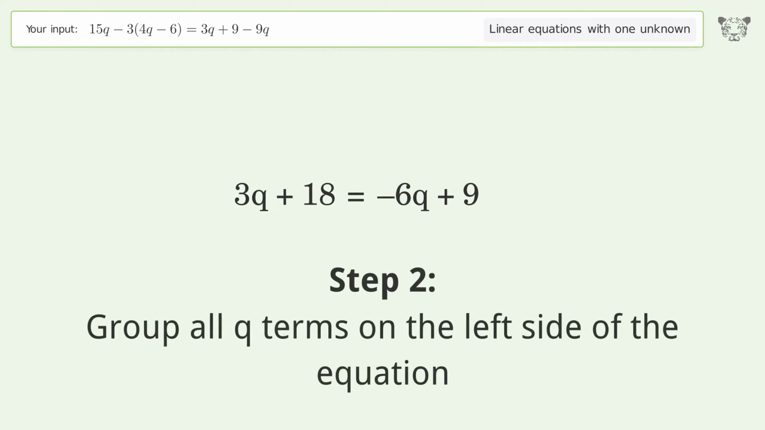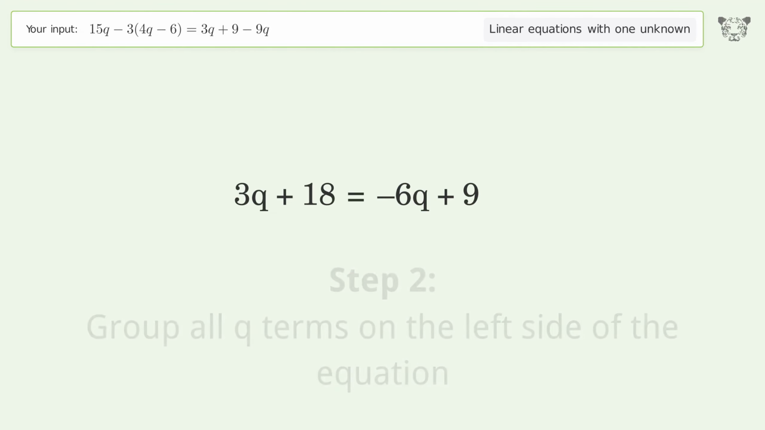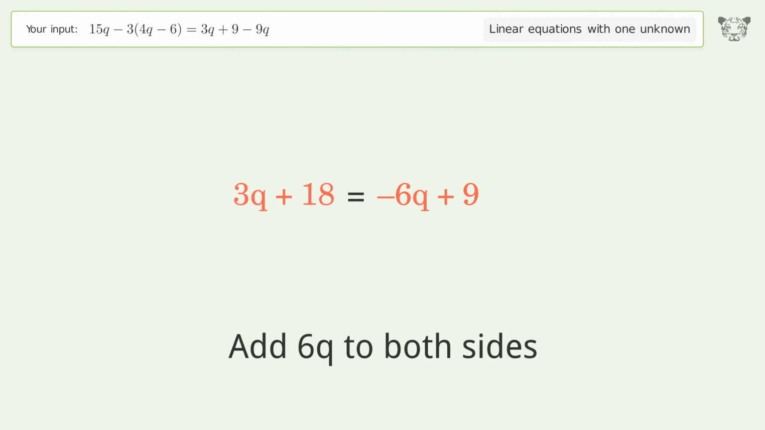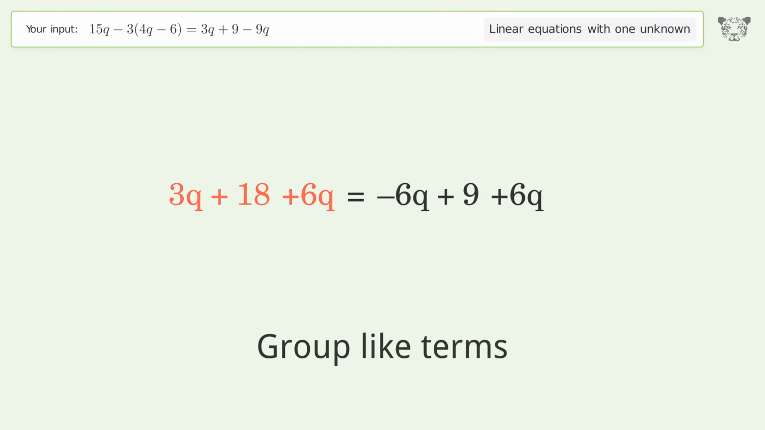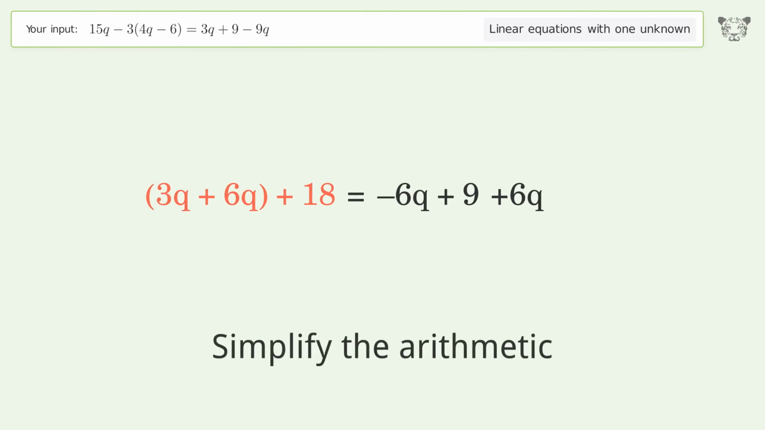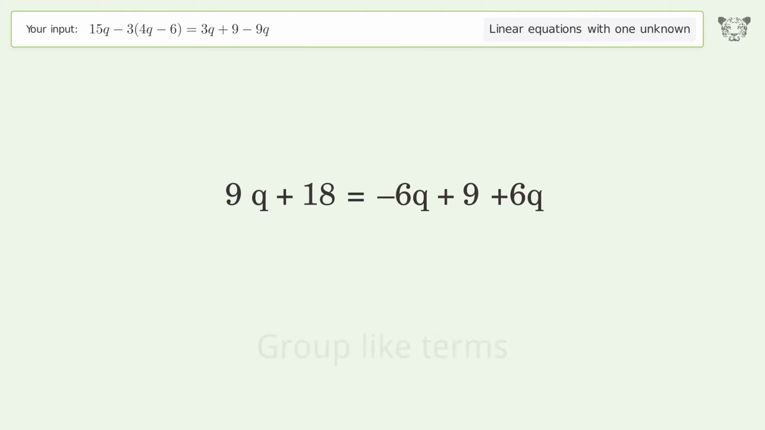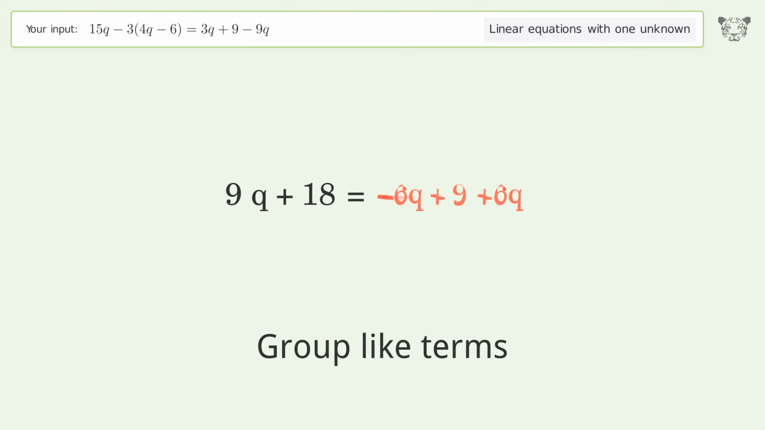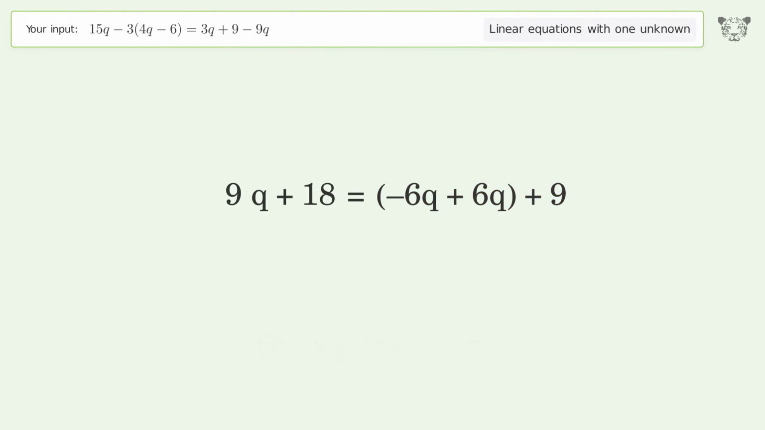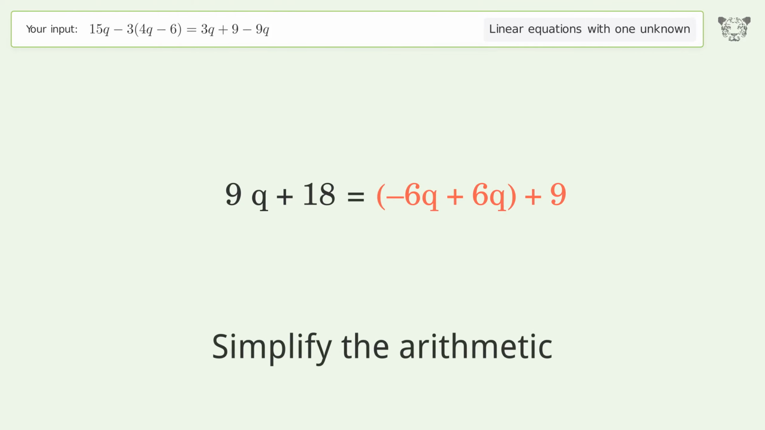Group all q terms on the left side of the equation. Add 6q to both sides. Group like terms. Simplify the arithmetic. Group like terms. Simplify the arithmetic.